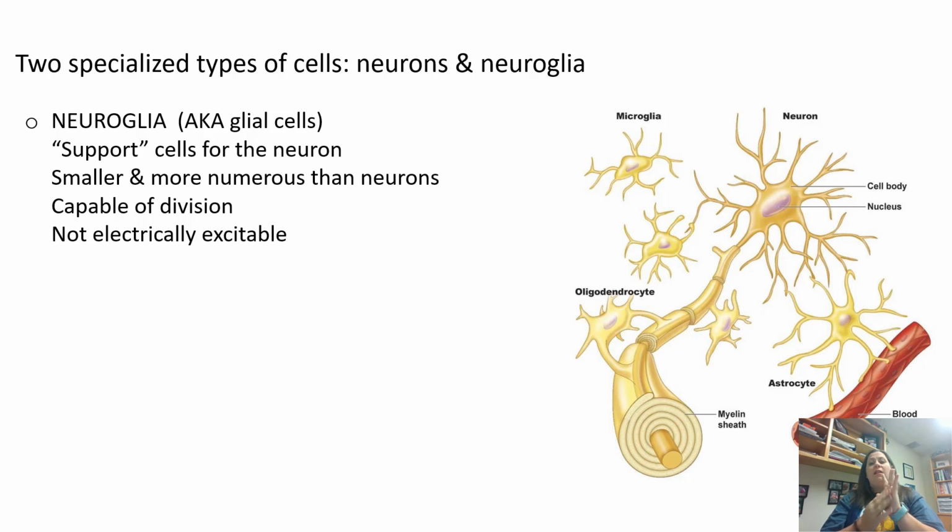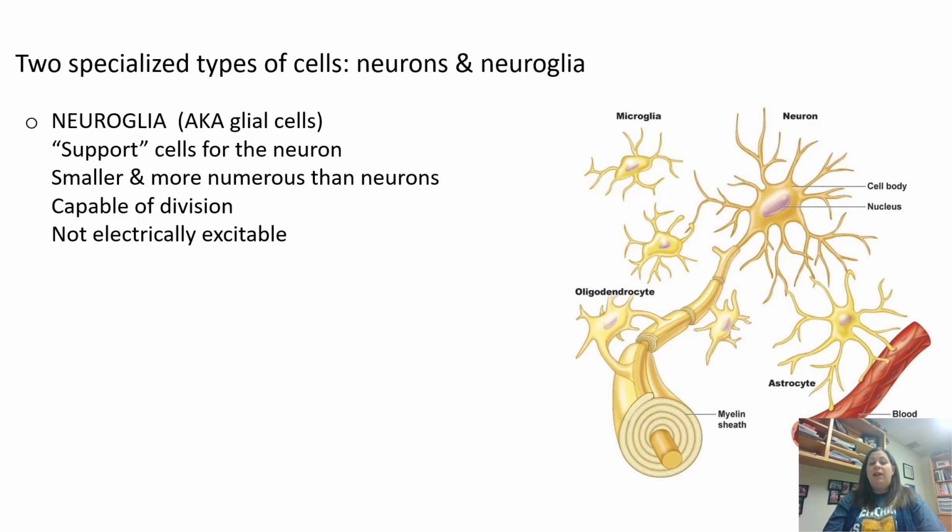Now, this neuron cannot survive on its own. It needs these other special cells in order to help. These are known as neuroglia or glial cells. They're the support cells for the neuron. They help keep the neuron healthy. They help nourish it, take care of it in order to help keep it functional. These are smaller and more numerous than the neurons.